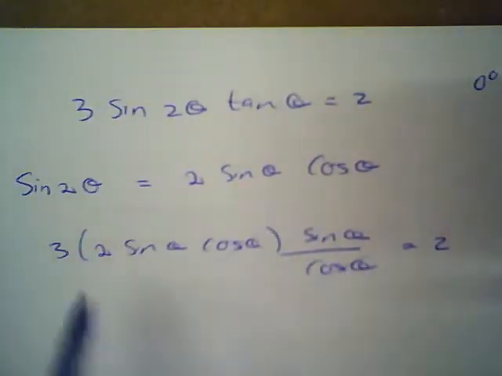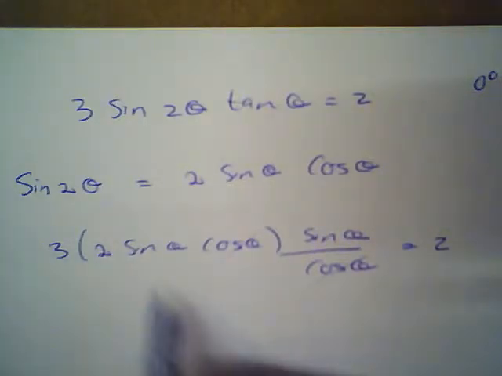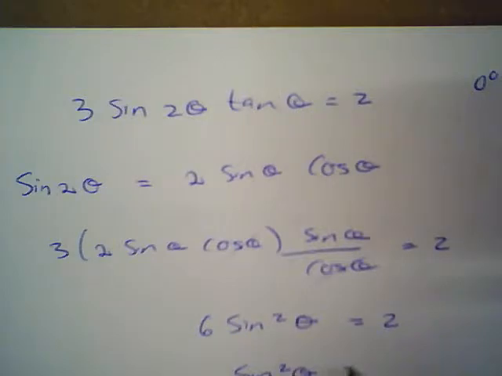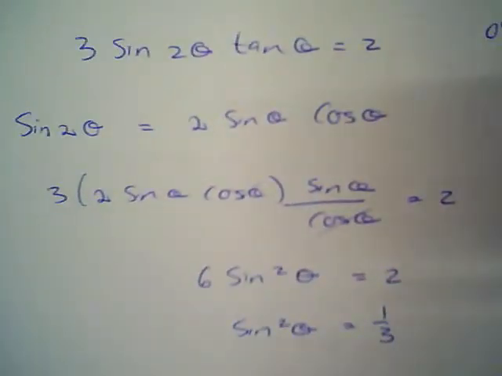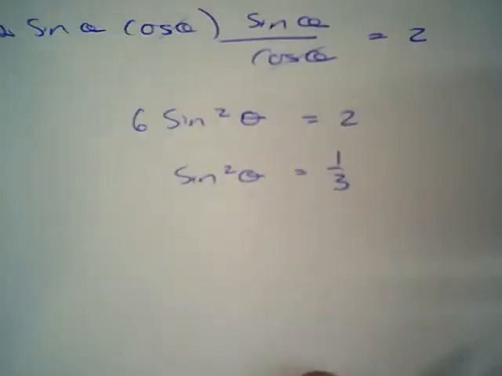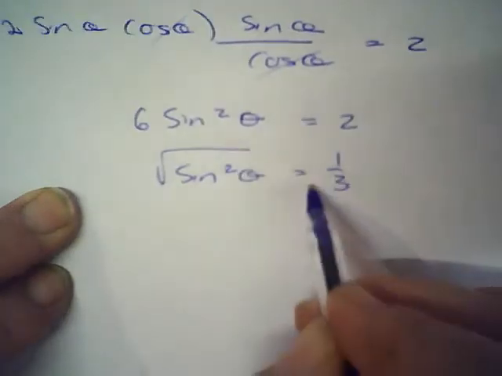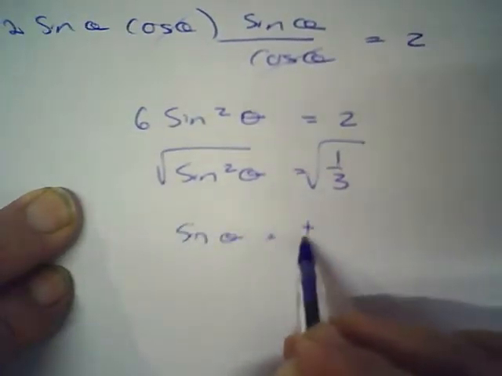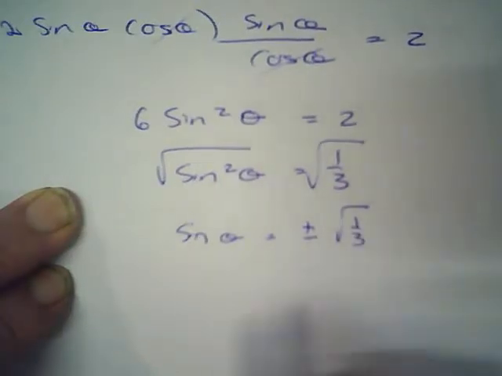Cosine and cosine can cancel out. Sine and sine will be sine squared. And here we have 6. So 6 sine squared theta equals 2. So sine squared theta equals a third. And now we can just take the square root on both sides to simplify this. So sine theta equals plus or minus the square root of 1/3.